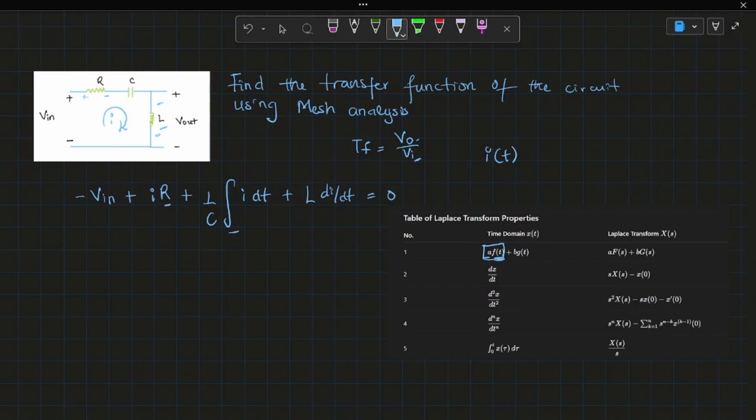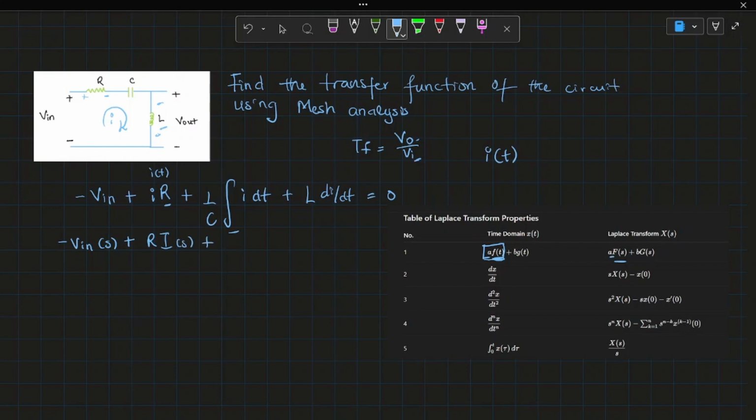So in this case, if we make this into the Laplace transform, it's going to be minus V in of s, because we're going to the s domain. i in this case is representative of this i of t. Let's assume it's like this. It will become R, then capital I of s.